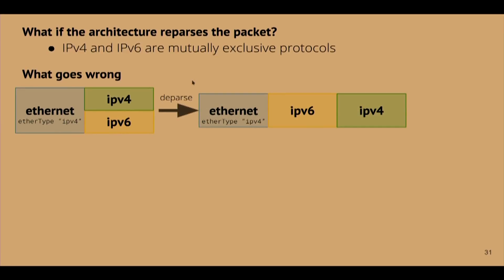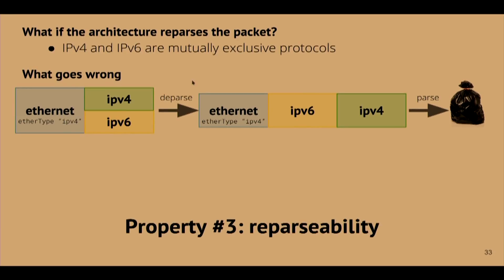Suppose the IPv6 header is deparsed before the IPv4 header. Then when we reparse the packet, because the ether type still says IPv4, the IPv6 header will be reinterpreted as an IPv4 header, and we get garbage. So a third property that we want to verify is reparsability.